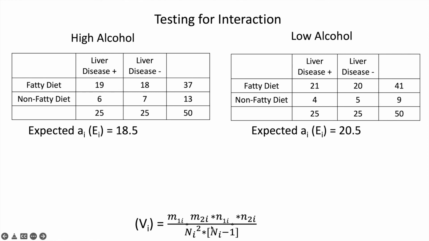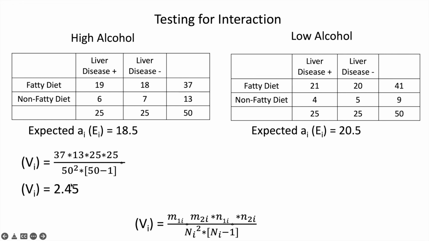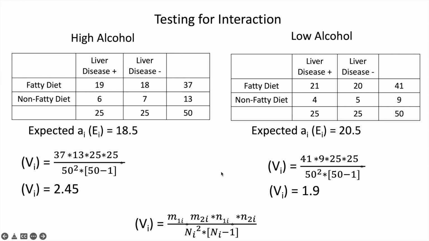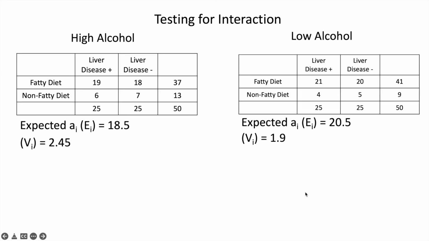And now we can calculate the variance of that estimate. So multiplying each of these marginal totals, 37, 13, and the two 25s, and dividing by the grand total squared, multiplied by the grand total minus 1, we get a variance of 2.45. We can do the same on the other side, getting a variance of 1.9. So now we have everything we need to find this Mantel-Haenszel chi-squared statistic.